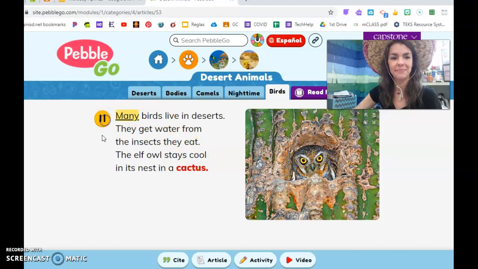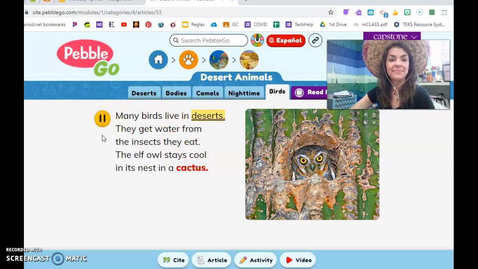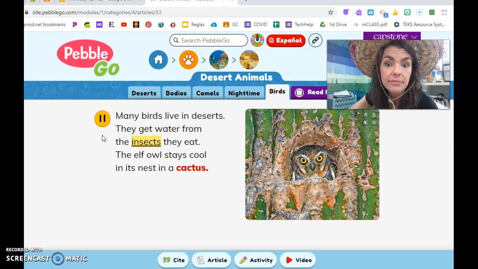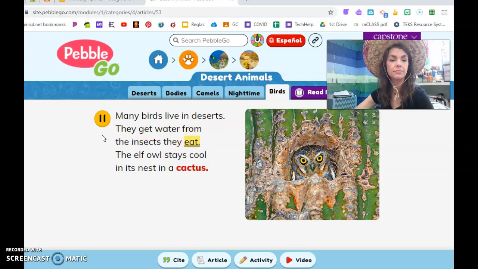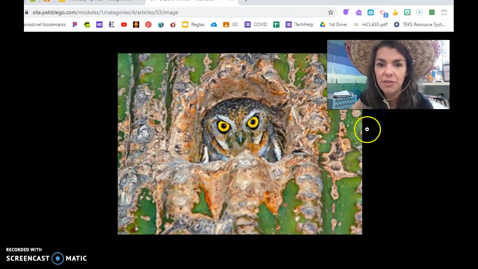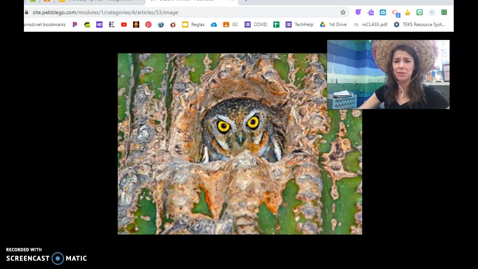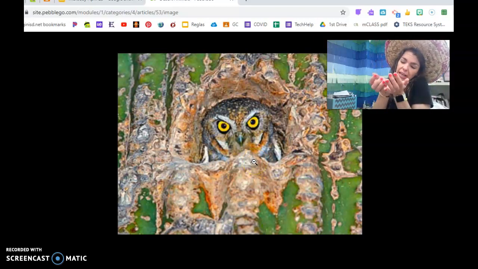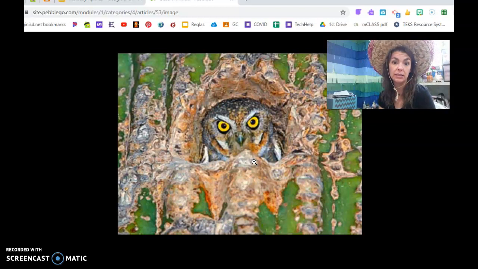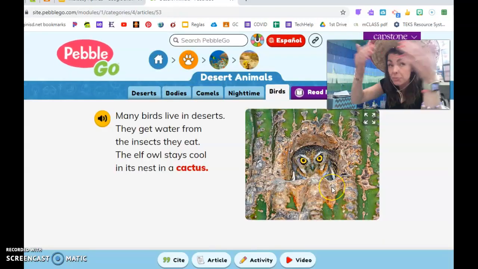Woohoo! Many birds live in deserts. They get water from the insects they eat. The elf owl stays cool in its nest in a cactus. Take a look at this photo. What's this animal called? An owl. And he didn't build his nest with little branches and little twigs up on a tree. Where is he? Inside a what? A cactus. So he's built his nest inside of the cactus so he can be protected.